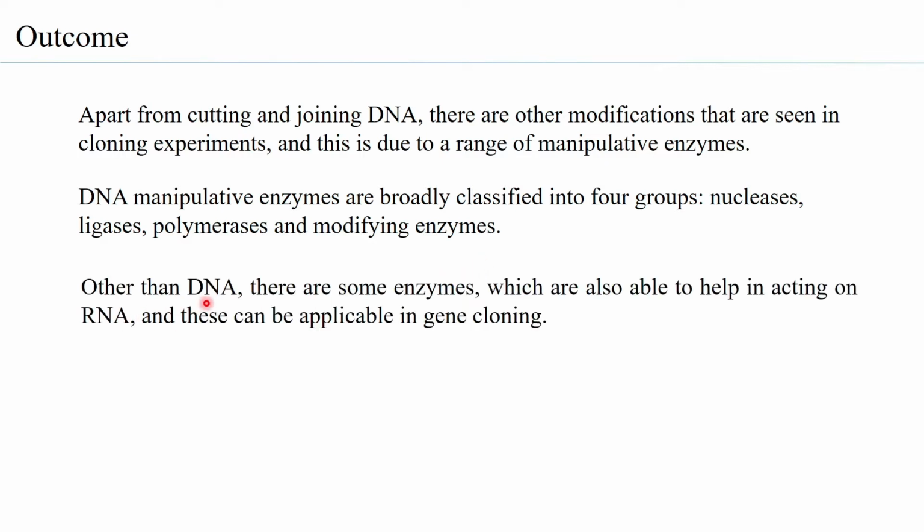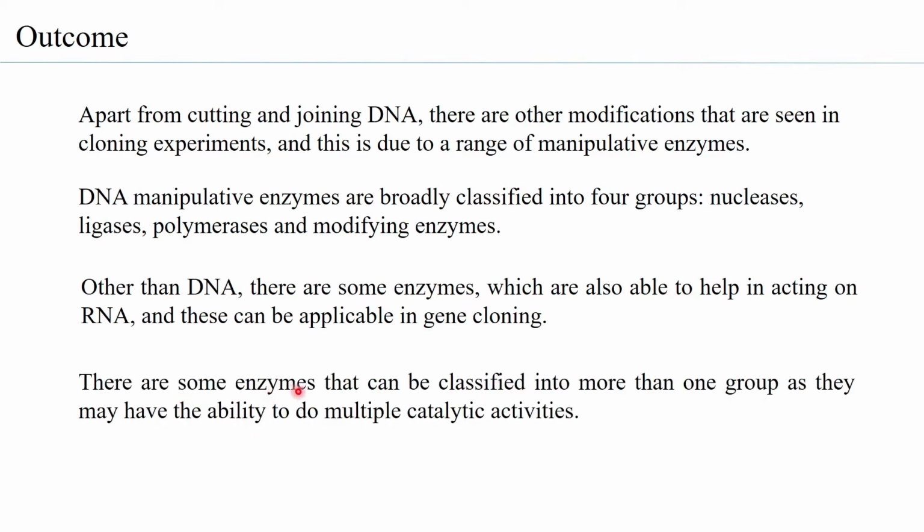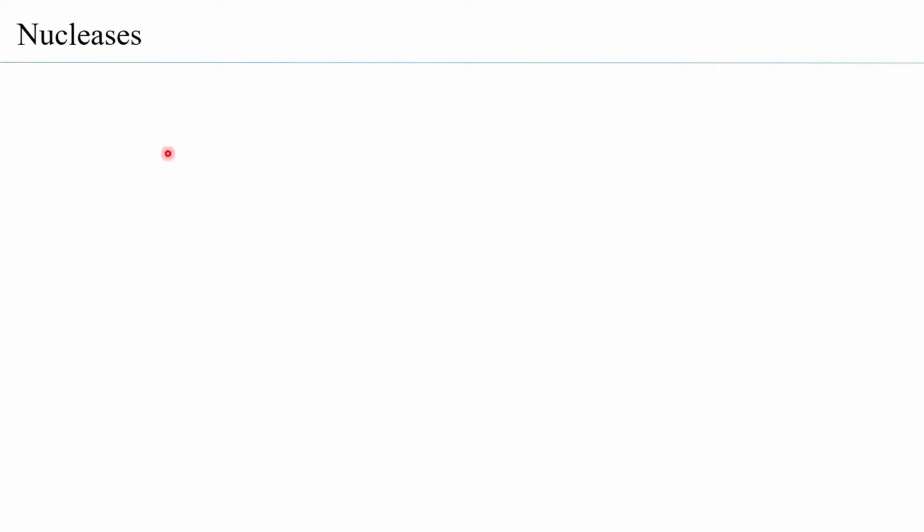Other than DNA, there are some enzymes which are also able to act on RNA molecules, and these can also be applicable in gene cloning. There are some enzymes that can be classified into more than one group. That is, some enzymes can act as nucleases and they can also act as polymerases. So they have dual or multiple catalytic activities. Let us first look at nucleases.